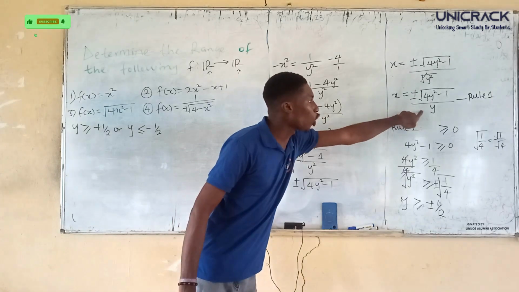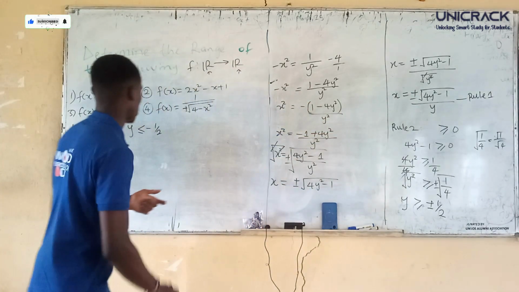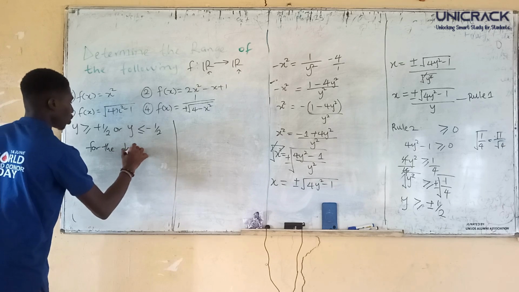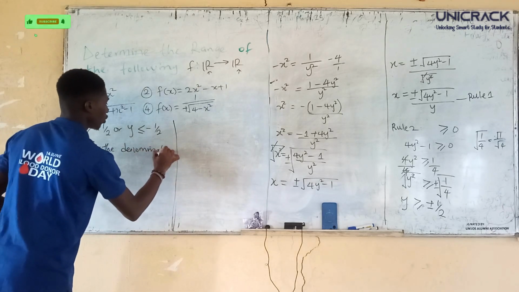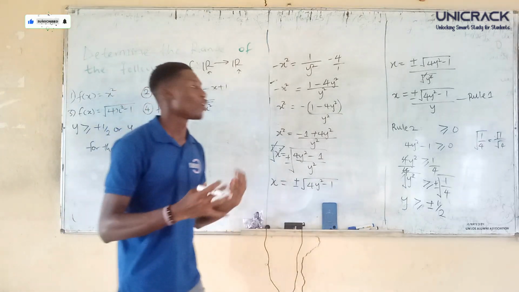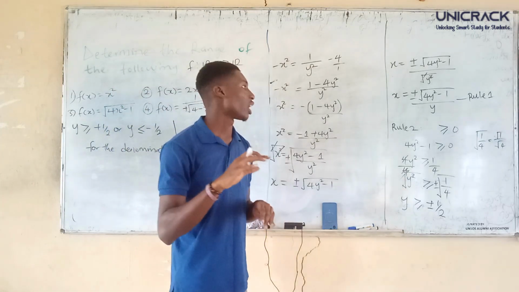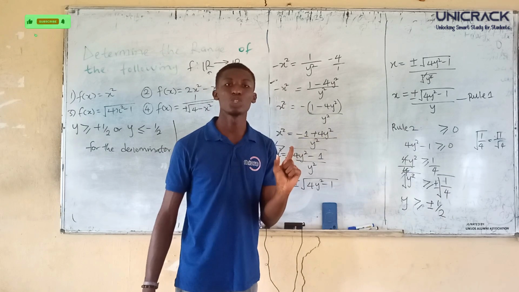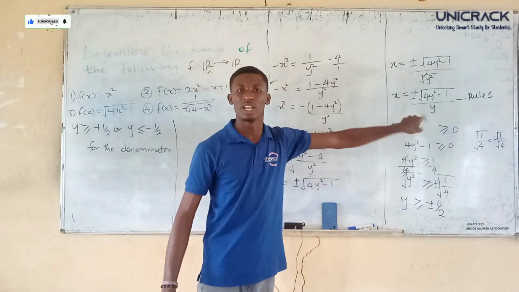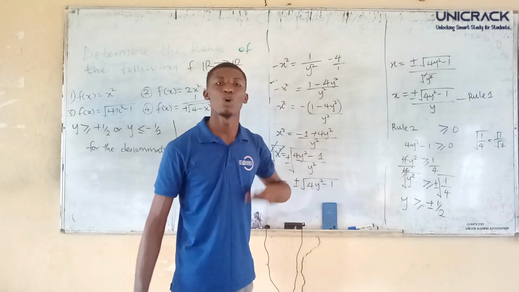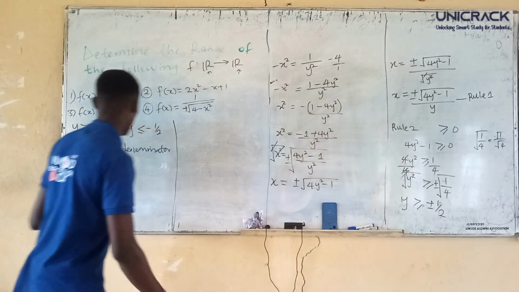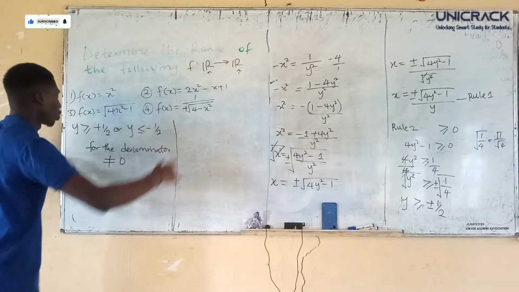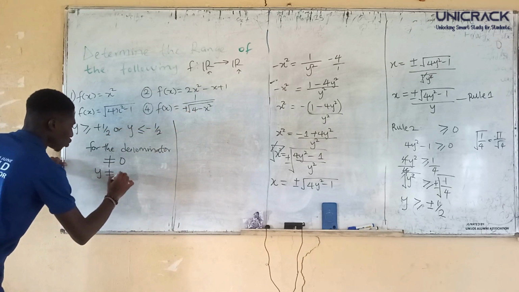To find the range of the denominator, what you will do is this. For a rational function, that means functions that are expressed in fractions, the condition for the denominator is that it cannot be equal to 0. You see that any number divided by 0 will become undefined. So the condition is not equal to 0, and therefore we equate the expression to the condition. We have y not equal to 0.